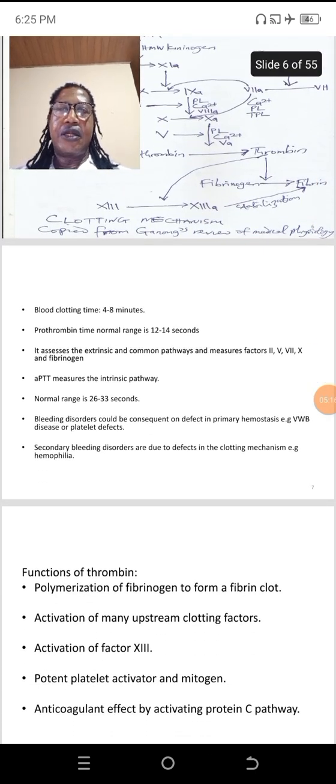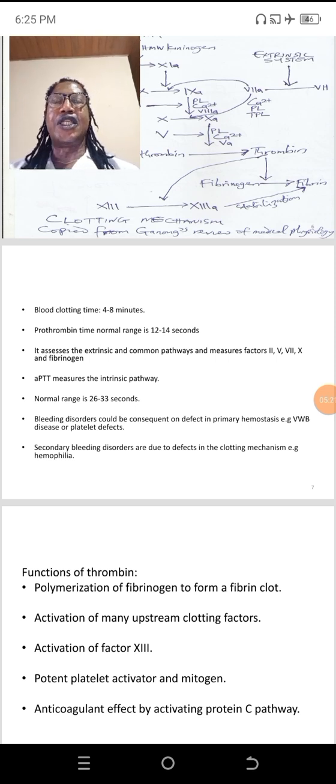There are certain parameters that are used in monitoring the activities of the drugs that are used as anticoagulants. And first one is clotting time. We know that clotting time, the range is from 4 to 8 minutes. Then prothrombin time, the normal range of that is 12 to 14 seconds. Then activated partial thromboplastin time, normal range is 26 to 33 seconds.